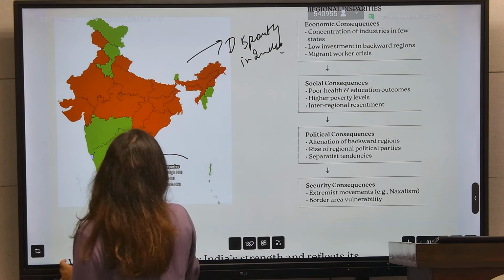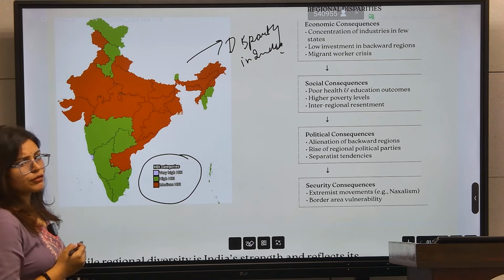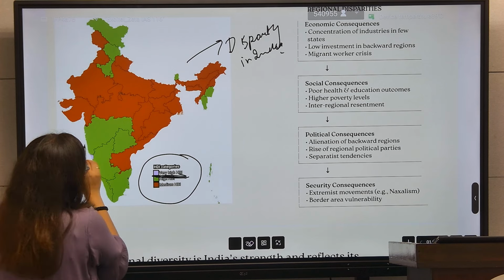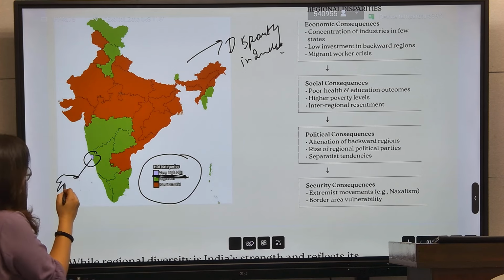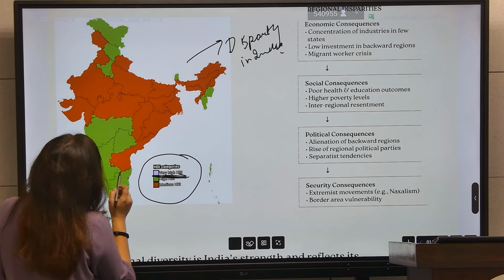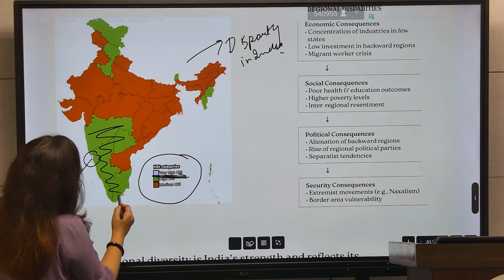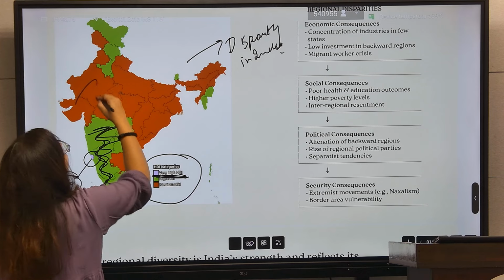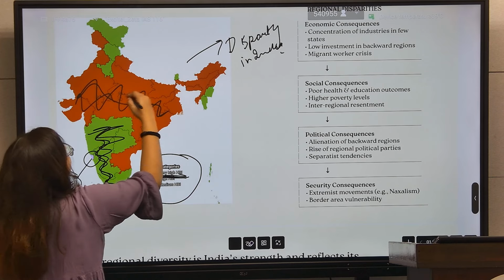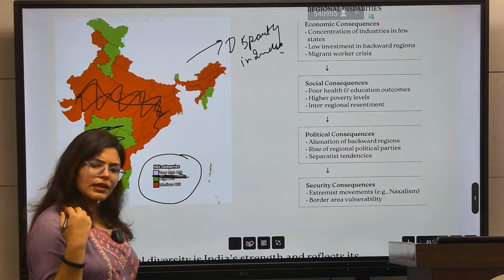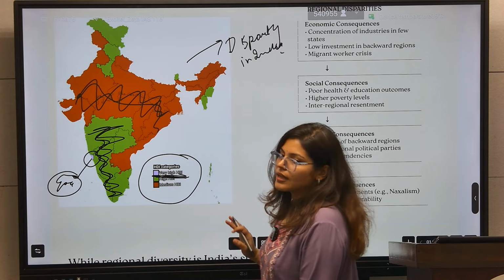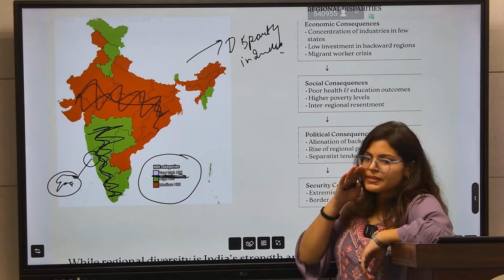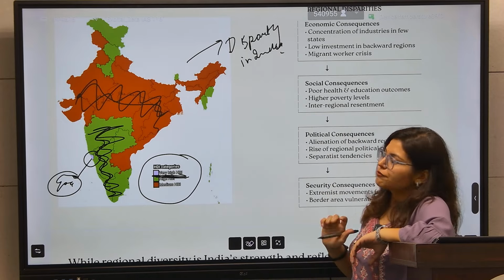So here is a graph of HDI categories, very high HDI. Here there is Goa, this is only one state, high HDI. Then there are some southern states, Kerala, Tamil Nadu, and medium, here the middle of India. In this way you have to present your answer. Either make that diagram, a graphical representation, or make a graph.